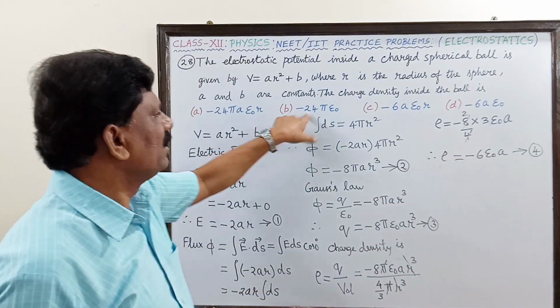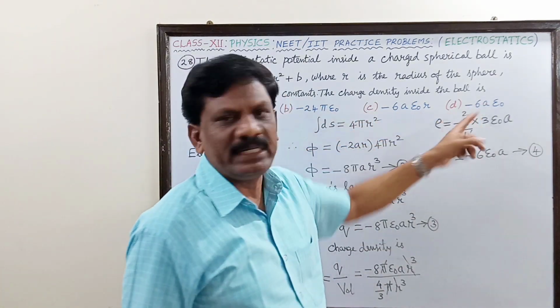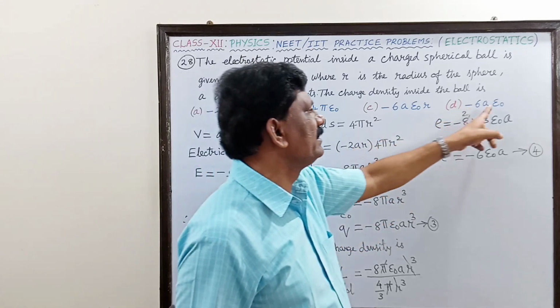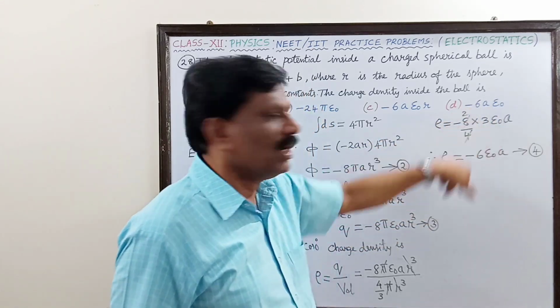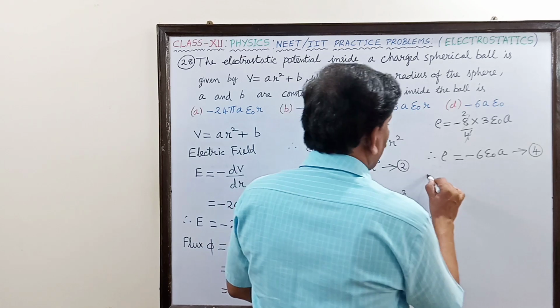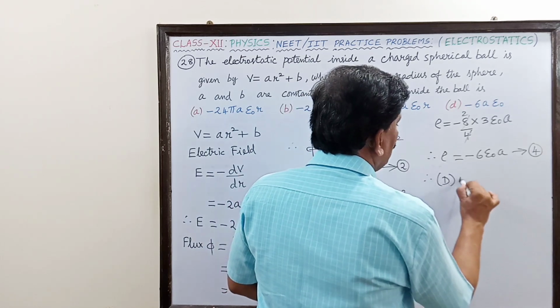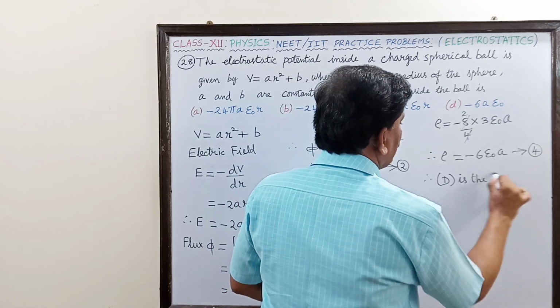So which is the right option? You see here option D, we are getting minus 6 A epsilon naught. Both are one and the same. Therefore option D is the correct answer.